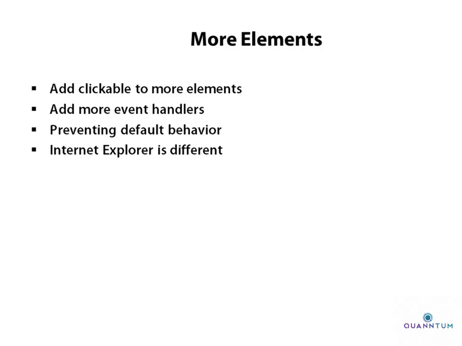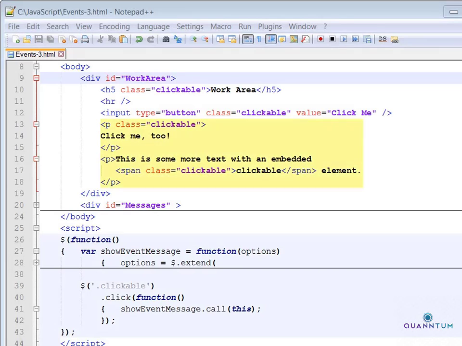Now that we have a way to see what has been clicked, we will add some more elements to the page. Then we'll make use of some other shorthand methods for adding handlers for other events. With this page, we've added two paragraph tags to the work area div. The first paragraph has the clickable class assigned. The second paragraph has an embedded span with the clickable class. We haven't made any changes to the code, we've just added more elements with the clickable class.